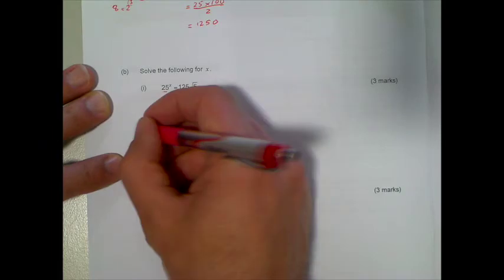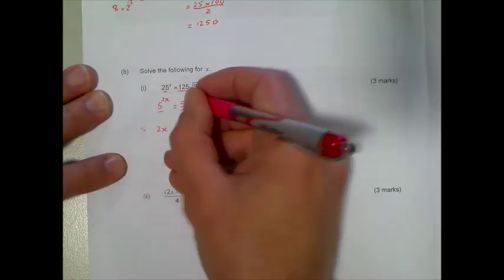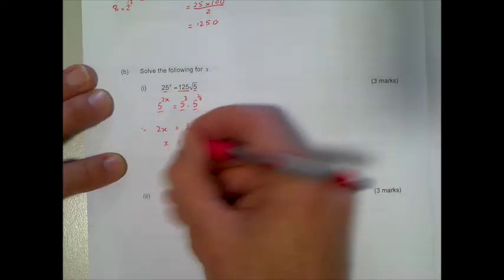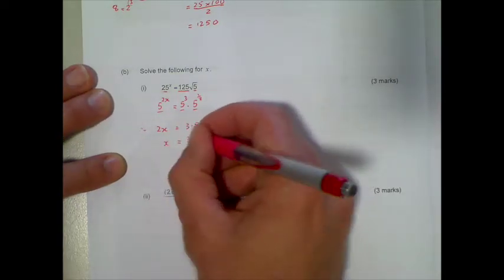They all have the same base value of 5 now, so therefore we can say that 2x is equal to 3.5 because we got 3 plus a half. Therefore x is equal to 3.5 over 2.